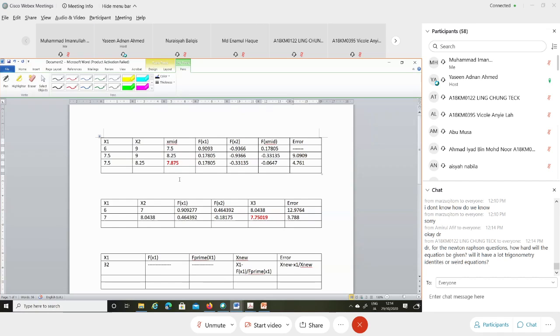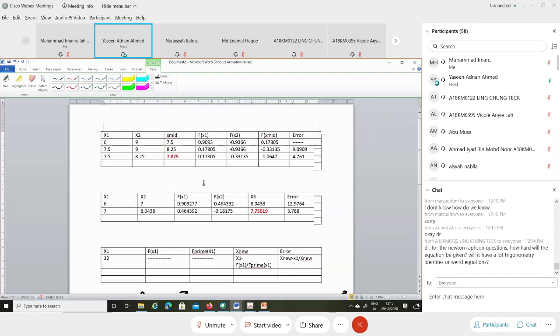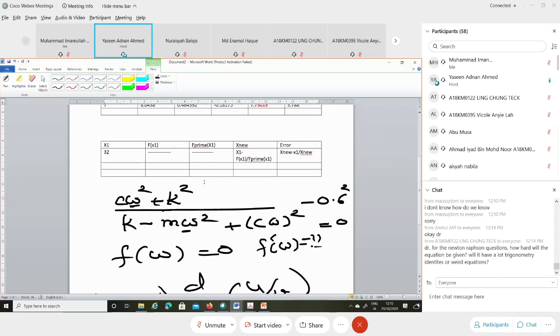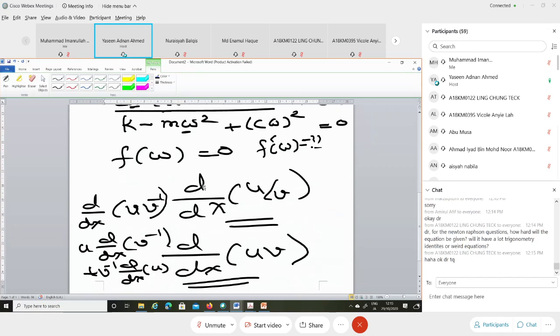For the Newton-Raphson equation, how hard will be the equation? No, not that much hard. Will it be a lot of trigonometry? No. We understand how far you can go. So we also think about the time limit that is given for you for the solution. Okay, so don't worry. Not that complicated equation. We expect the students to solve it. Okay, we don't want you to get stuck with some weird things. No weird things. Just make sure you know the basic things.